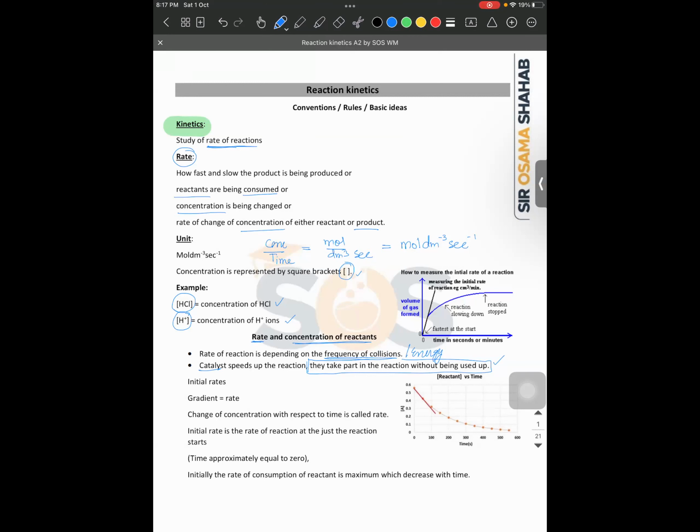So what is the connection of the concentration of reactants with the rate? So you need to remember this. For this you need to find out the initial rate at least, right? And what is the initial rate? It is the rate when the reaction is going to start, right? You can use the word gradient as well for the rate, right?